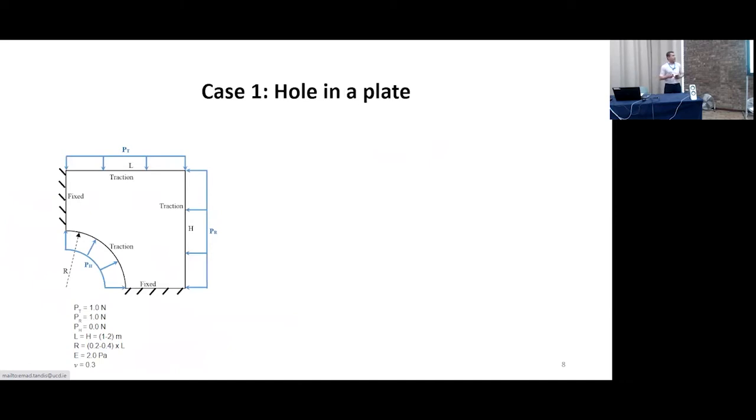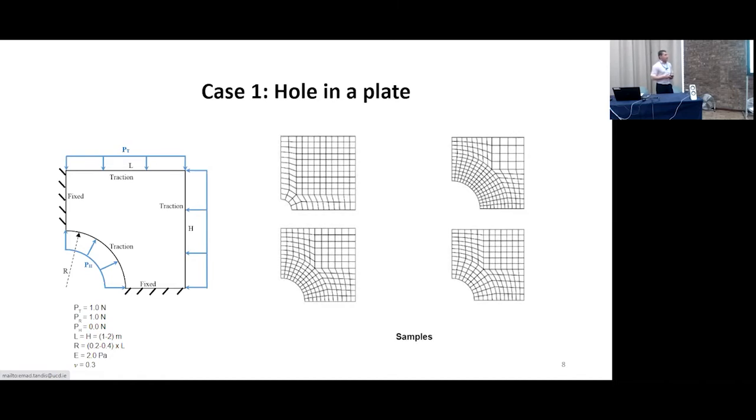We have studied 3 cases. One case is very similar to the classical hole in a plate problem, and this is a classical problem in Statistical-FOAM and OpenFOAM. The parameter we have changed here is the radius of the hole. So we have these geometries as the training data set, and the input for the network is the cell coordinates of this mesh.